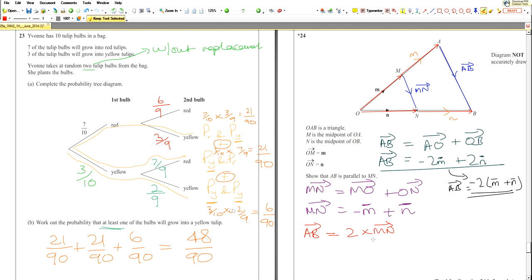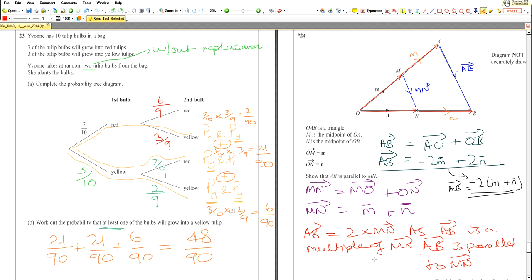So let's have a look. AB is equal to double M to N. So we can say AB is a multiple of MN, AB is parallel to MN, and that's the end of that one.